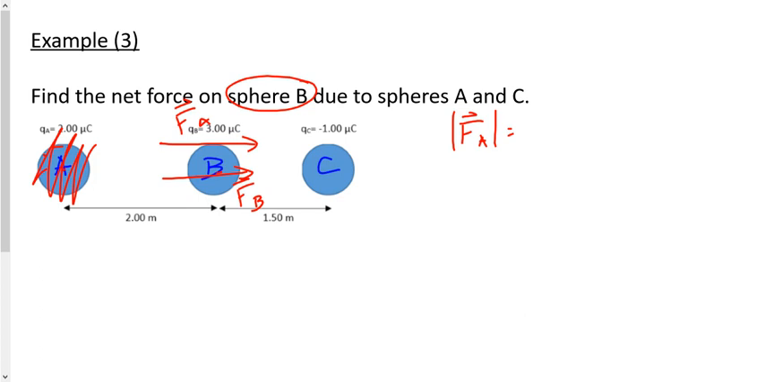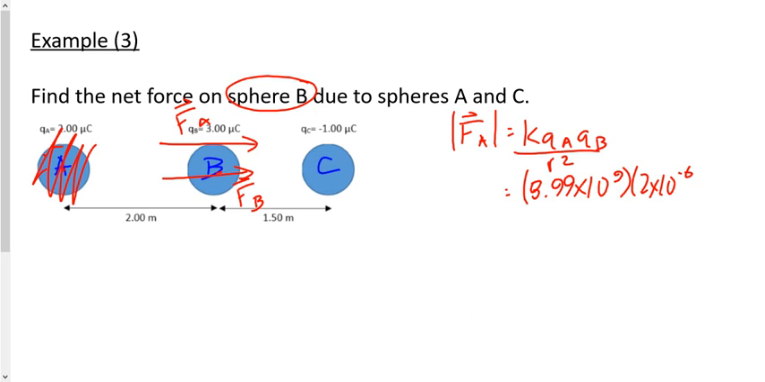So Regan says we're going to calculate both of these forces here, kQAQB over r squared. That's 8.99 times 10 to the 9, times QA, which is 2 times 10 to the minus 6, times QB, which is 3 times 10 to the minus 6, over the distance, which is 2.00 meters squared. Let's calculate that force. And I think when we do, we get 0.01345, is that right?